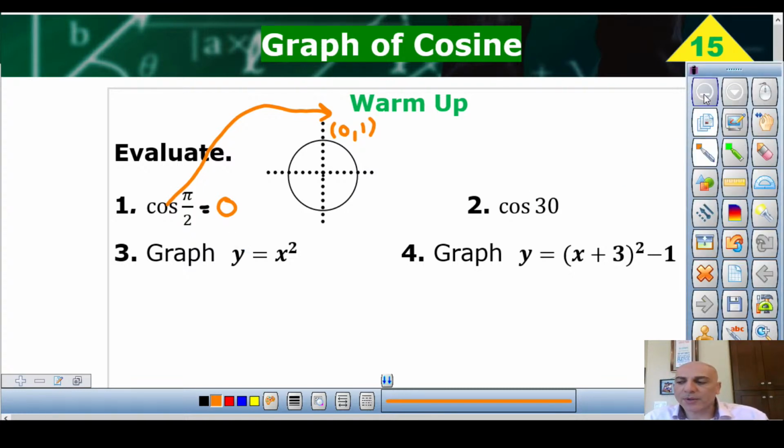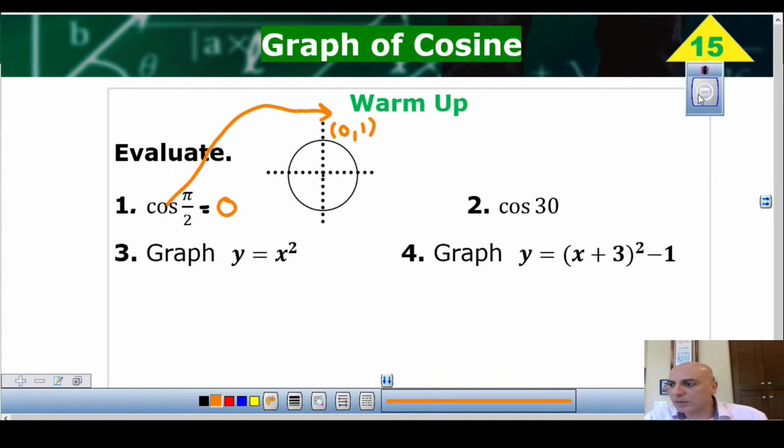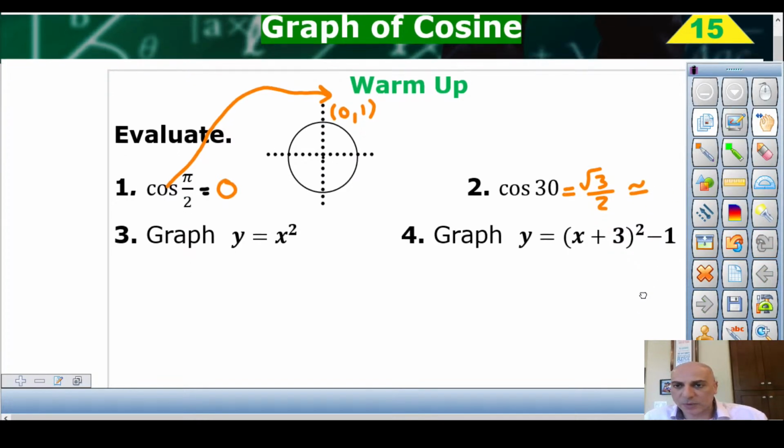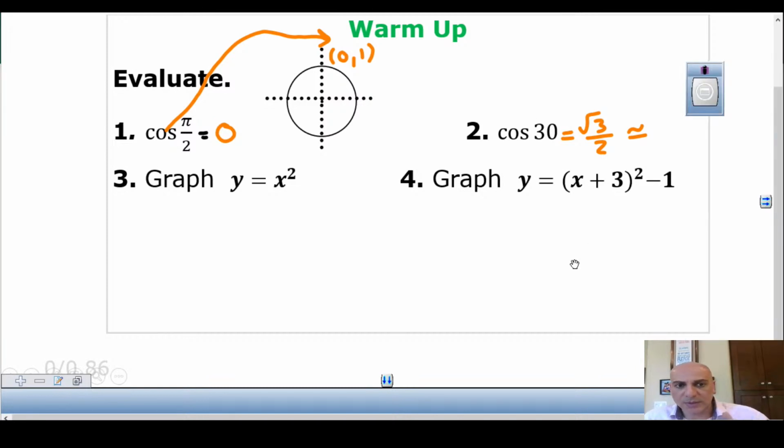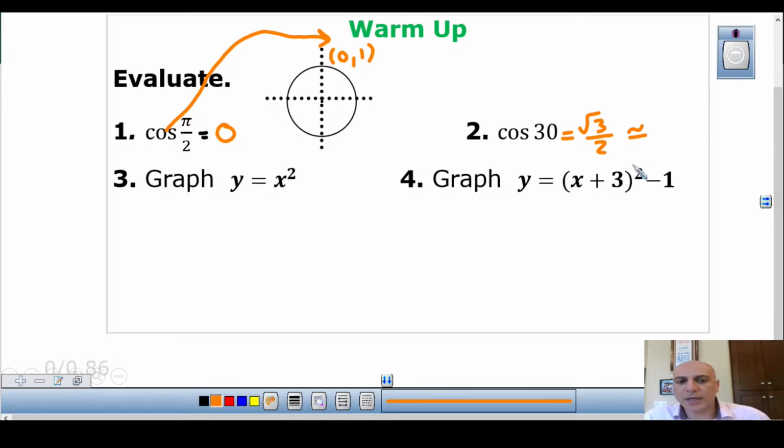Okay, cosine 30. Cosine 30 is, if you guys remember, square root of 3 over 2. However, today I wanted to see this in decimals, so if you could, using a calculator, give me a value down here for this cosine. I believe I'm almost close to 0.86. So it's not 1, close to 1, but 0.86 is the cosine value.